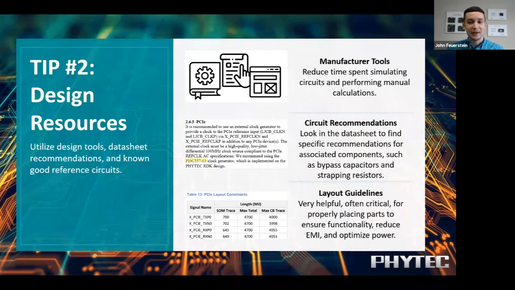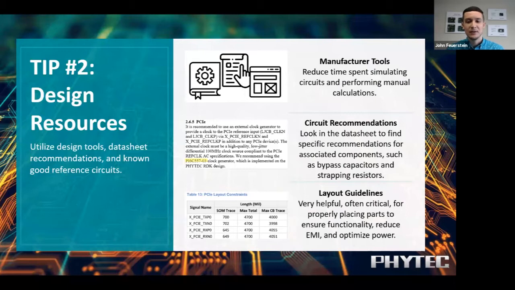In addition to that, in their data sheets and documentation, they'll often give you specific recommendations for associated components, such as bypass capacitors and strapping resistors. These are useful because you can use something that's been tested and recommended by the manufacturer themselves, rather than doing that work manually, maybe using your gut or experience from the past to pick these values, or even doing manual calculations. So just follow those recommendations and use them when appropriate.